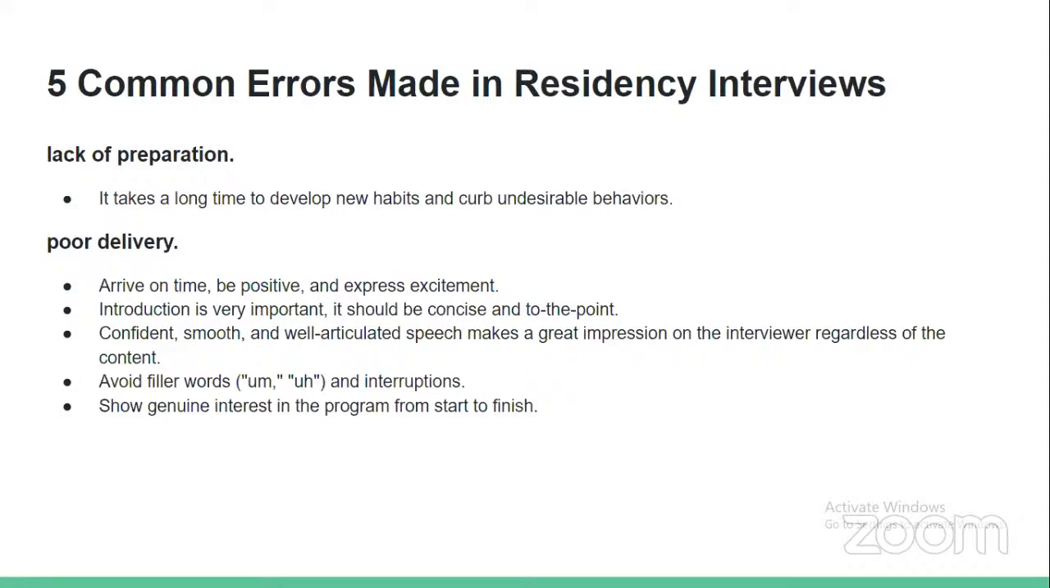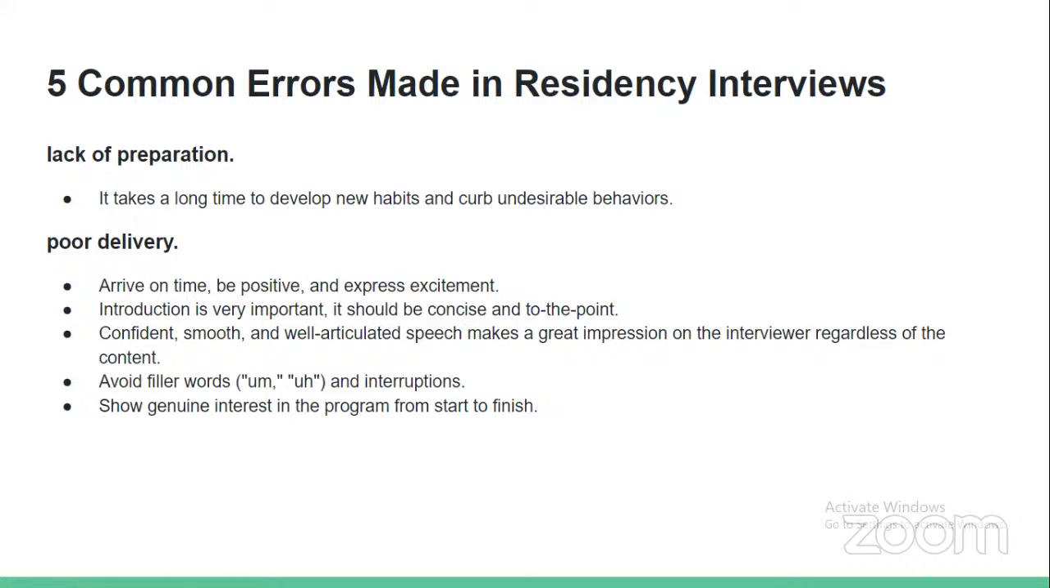Proceeding to the next slide, we have the five common errors made in residency interviews. As I said, practice is key, and the first error is lack of preparation, as you are not able to present yourself well. You can avoid this by practicing, as new habits cannot develop in a day or overnight. You have to practice for it.